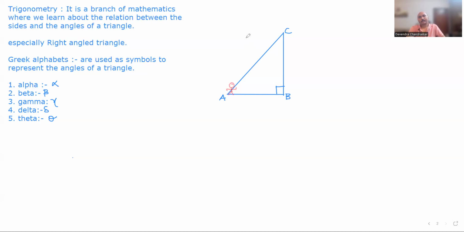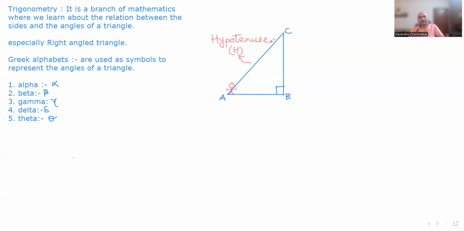Yes. Side AC is very good. Side AC is the longest side, right? So this longest side has a unique name. We call it the hypotenuse. So the longest side has the name hypotenuse.